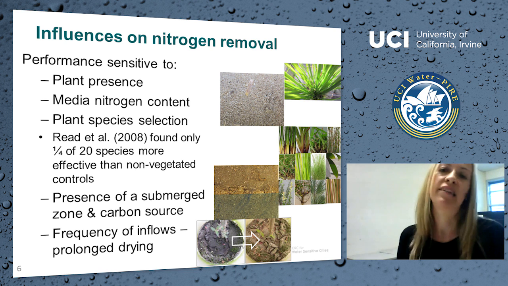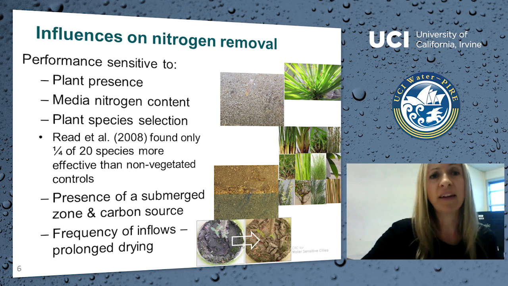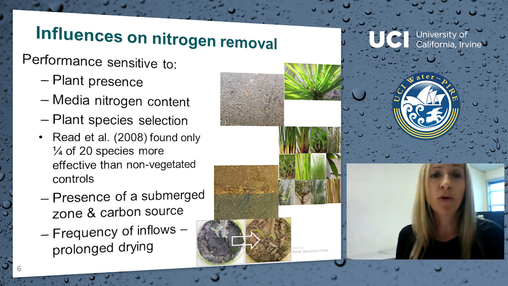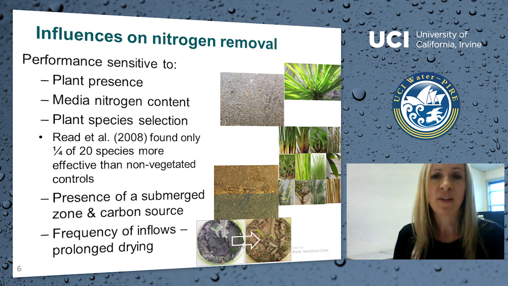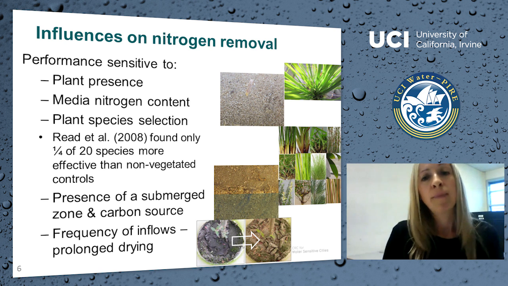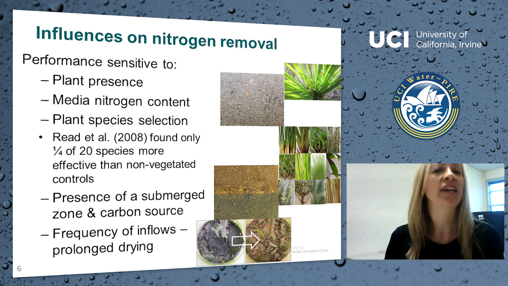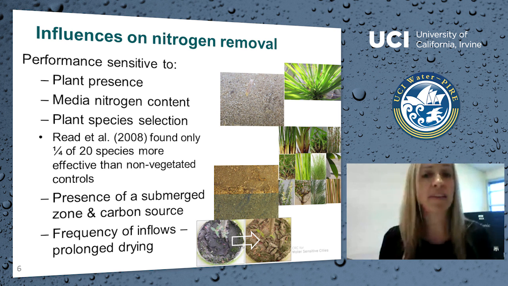So on slide 6, just looking at some factors that influence nitrogen removal. So studies have shown that performance is sensitive to the presence of plants. Many studies have highlighted the much poorer performance from non-vegetated systems. And then the media nitrogen content, which I mentioned. So it's very important to have low nutrient media to prevent leaching. Plant species selection is also an important factor for the performance. A study by Jenny Reed in 2008 found that only 1/4 of 20 species that were tested had more effective reduction of nitrogen compared to the non-vegetated controls.